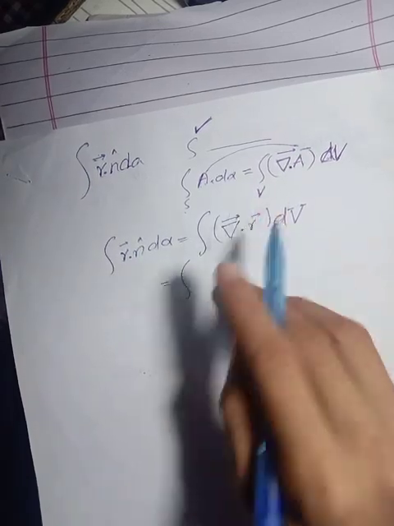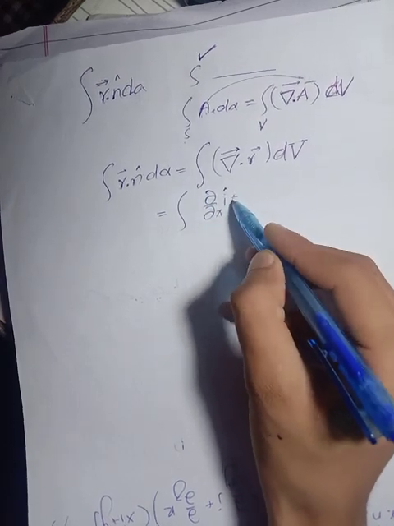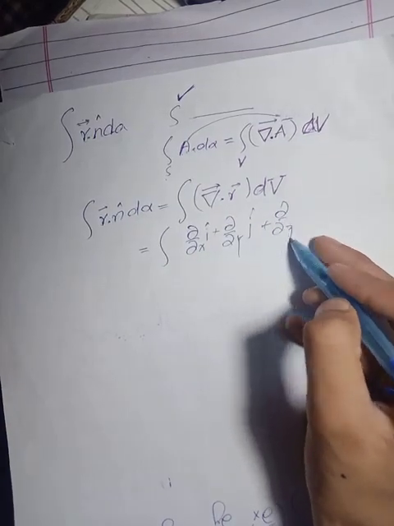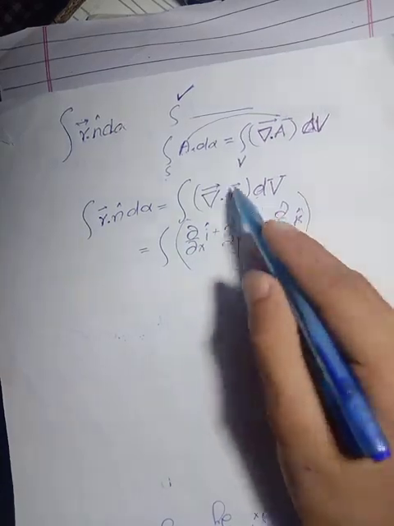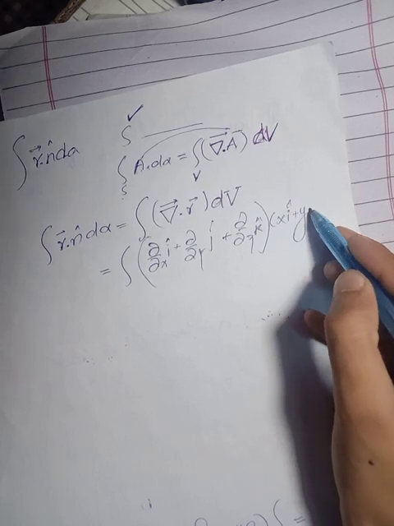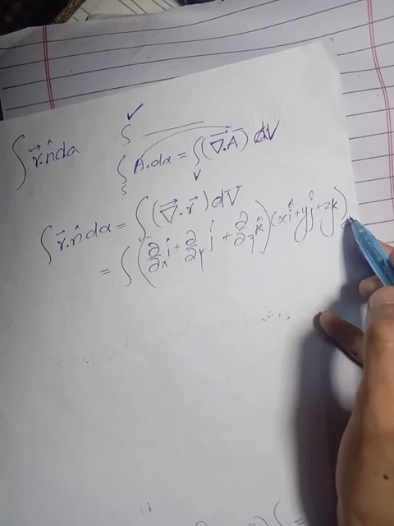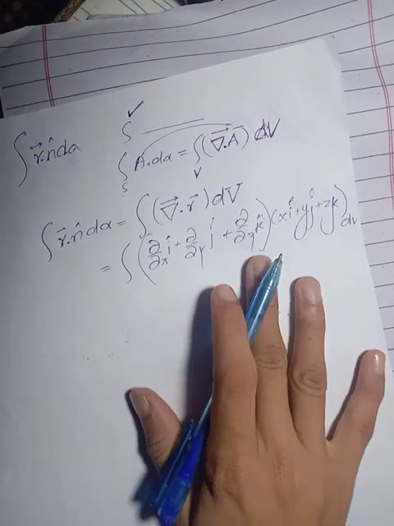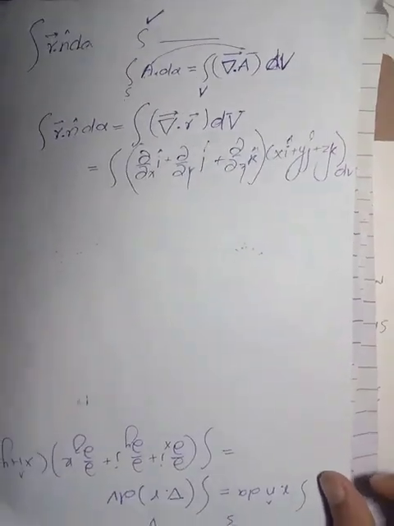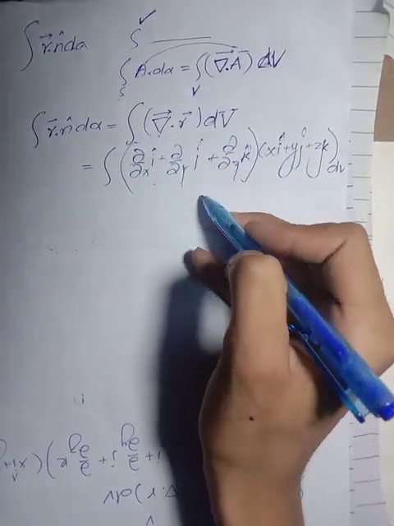So that operator del is partial over partial x i, partial over partial y j, and partial over partial z k, and R is x i, y j, z k, with dV. So we put this value of del here and R here.